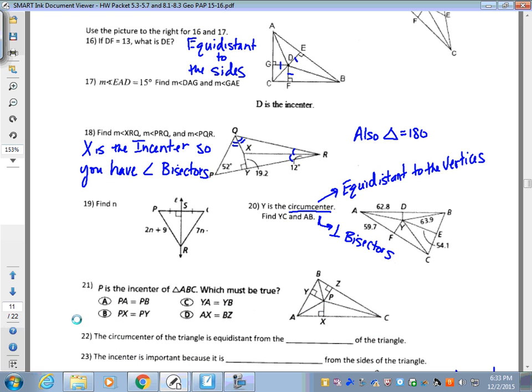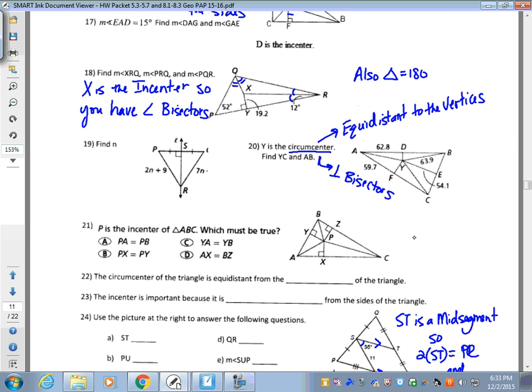Then when you get to 18, it doesn't really indicate, but they're trying to show you that XR is an angle bisector. I kind of went ahead and marked that. So is XQ. So X is really an in-center because you're dealing with angle bisectors. So to find the missing angles, which is what they want you to find, you just got to remember what bisect means, but also that the sum of a triangle equals 180. So that's your hint for there.